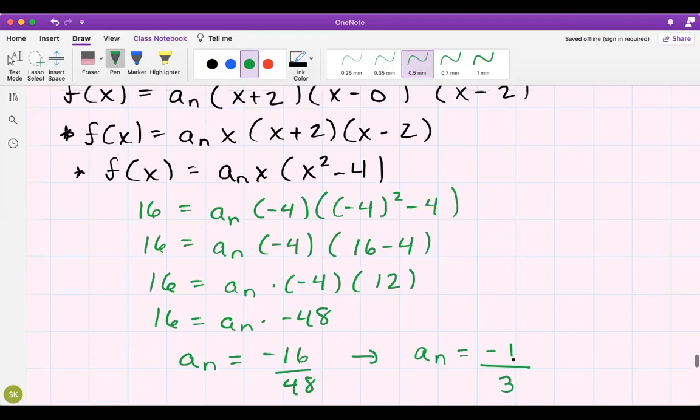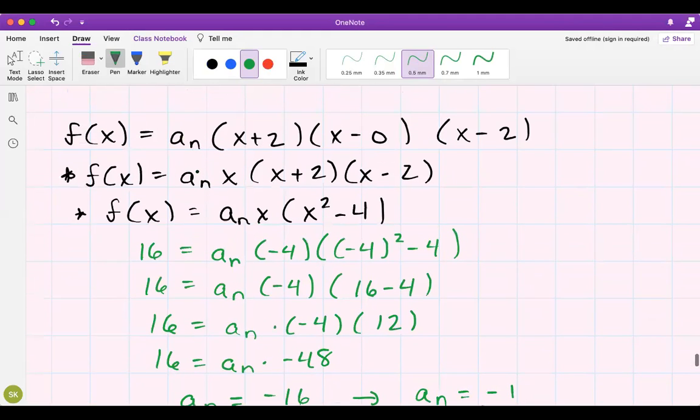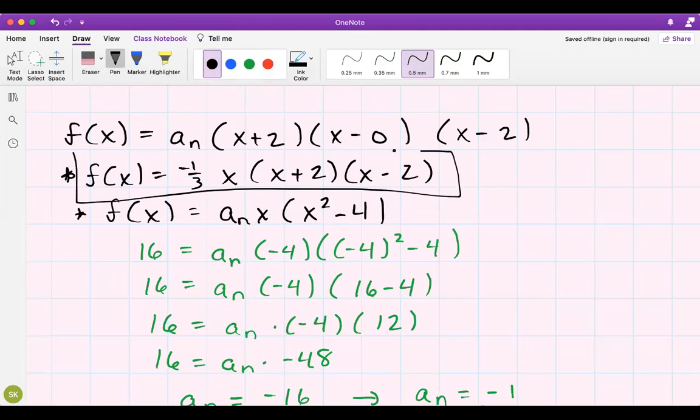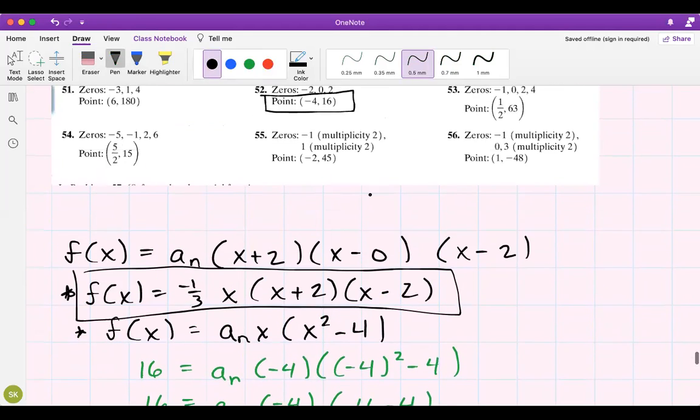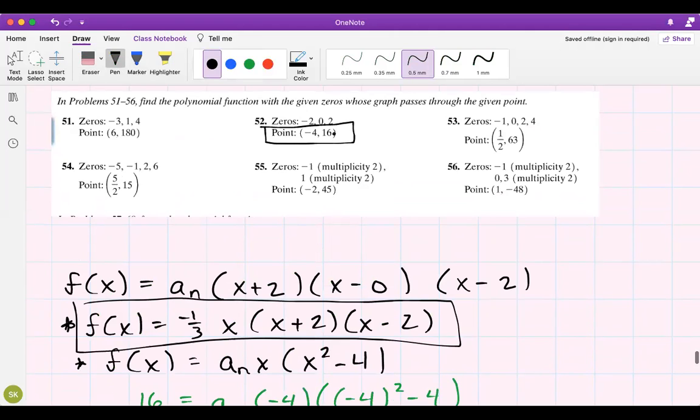So for my polynomial, I'm going to plug in -1/3 right here. Of course, you can plug it into the other form as well, but this form is really nice because we can see all of the factors. We are guaranteed to go through this point, and we have these specific zeros.